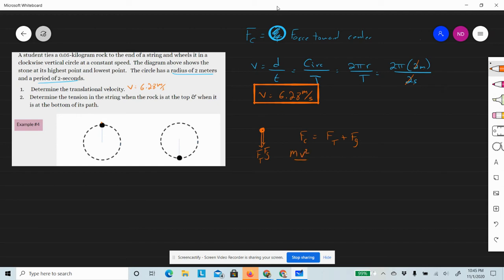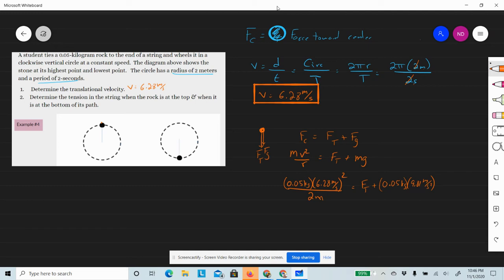So mv squared over r equals the tensile force plus mg, the weight. mv squared over r: 0.05 kilograms, v squared, 6.28 meters per second squared, over r, 2 meters, equals the force of tension plus 0.05 kilograms times 9.81 meters per second squared. So we'll know everything but the force of tension. We can solve for the force of tension. This is when it's at the top.